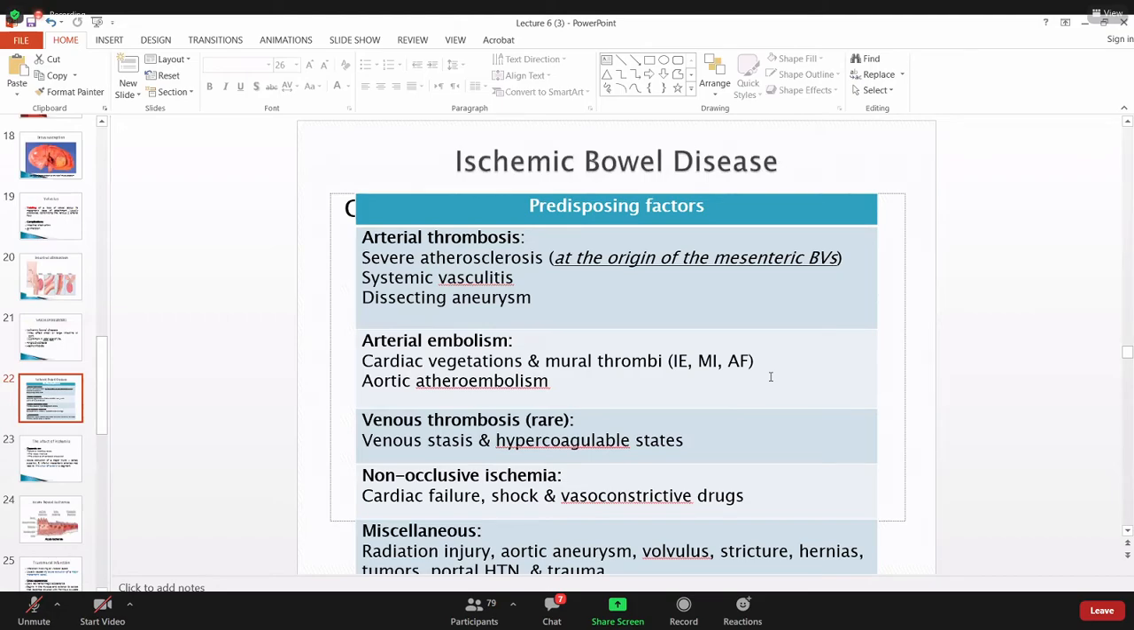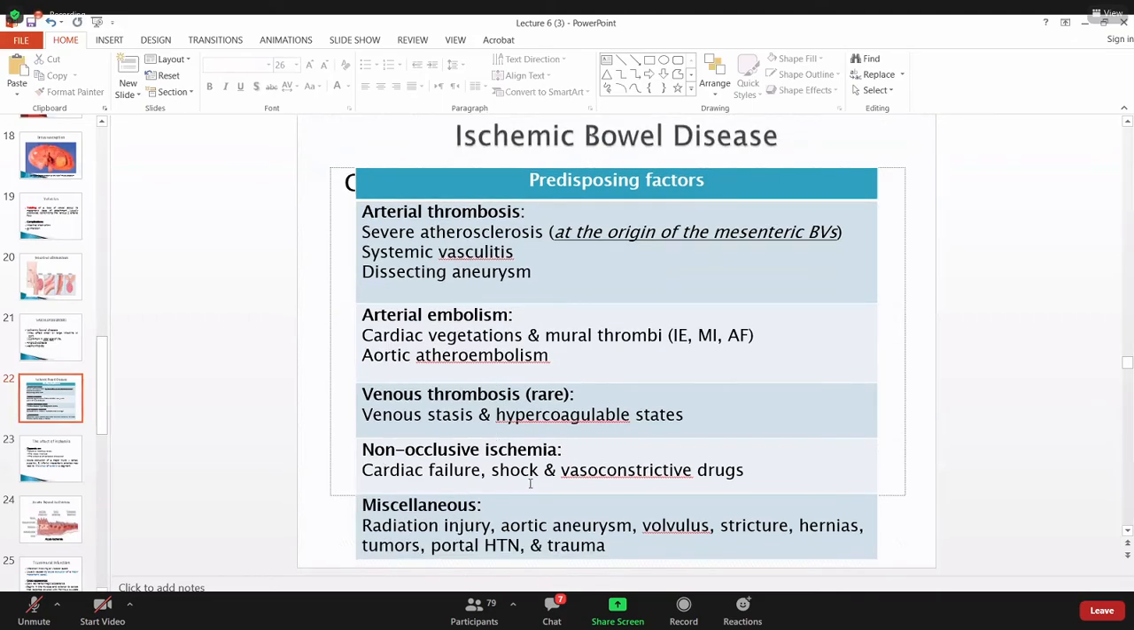So ischemic bowel diseases are due either to arterial thrombosis, which is severe atherosclerosis, vasculitis, or dissecting aneurysms, or to emboli, if you remember, coming from other areas like cardiac vegetations or aortic atheroembolism and others. Venous thrombosis is very rare. Non-occlusive ischemia includes cardiac failure, shock and vasoconstrictive drugs. Non-occlusive ischemia means there is no obstruction of the blood vessel but a decrease in the flow, like people with cardiac failure, hypovolemia, if you remember hypovolemic shock.